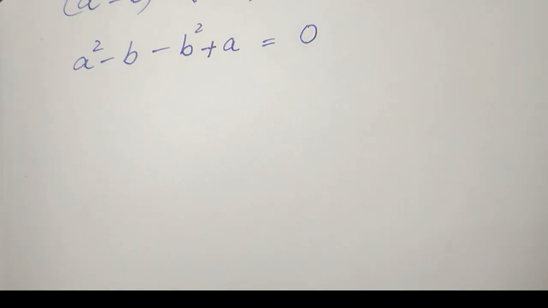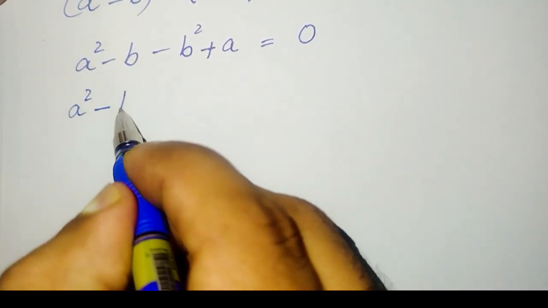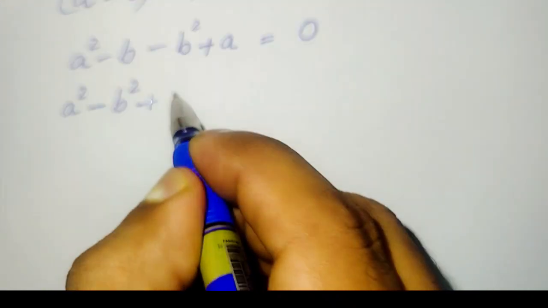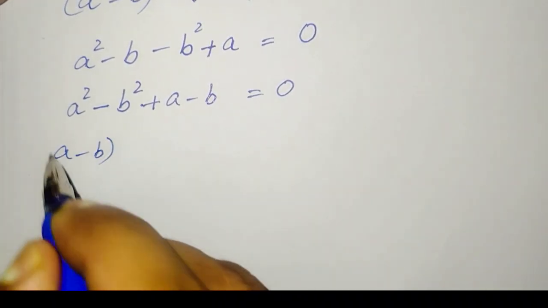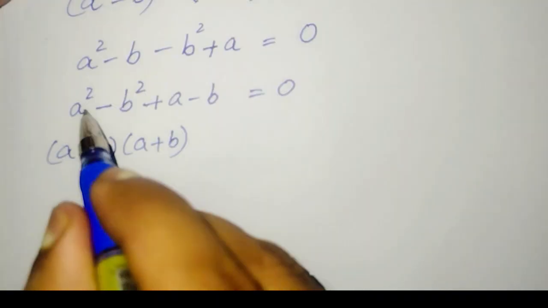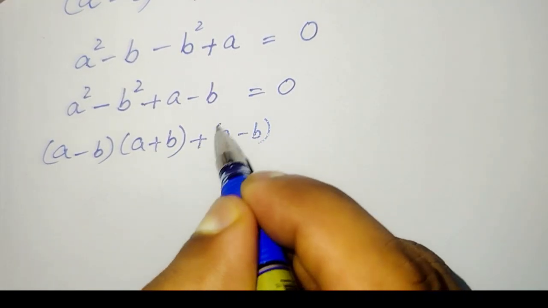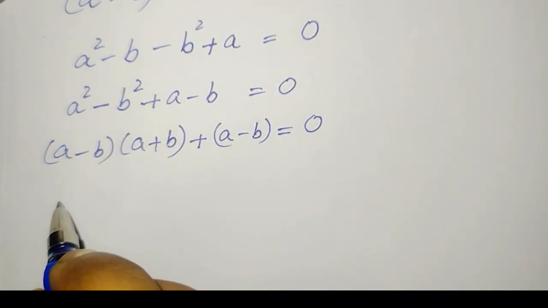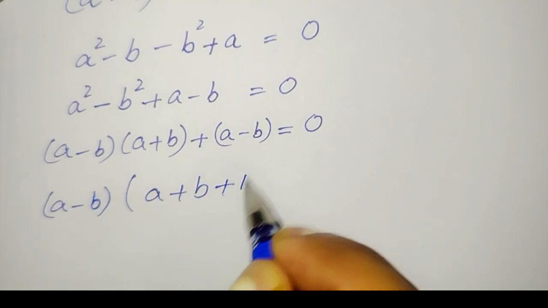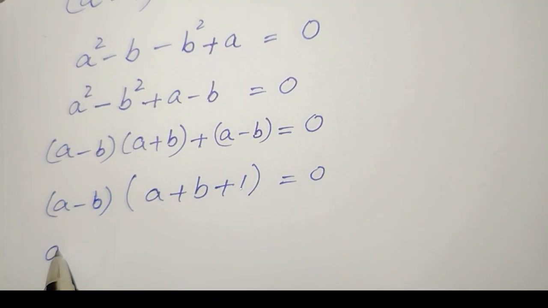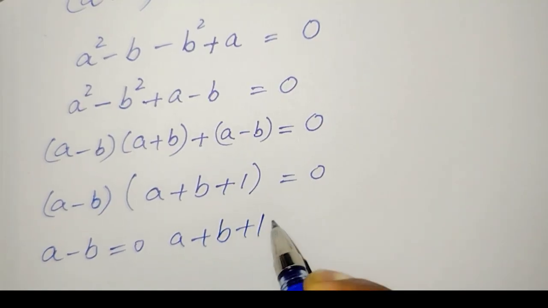Now a square minus b and minus b square plus a, we take a square minus b square and take a earlier plus a minus b, that would be equals to 0. And we apply the identity out here: a square minus b square is a minus b and a plus b, plus a minus b equals 0. Now if we take a minus b as a common term, then what is left behind is a plus b plus 1 equals to 0. Then a minus b equals 0, and then a plus b plus 1 equals 0.